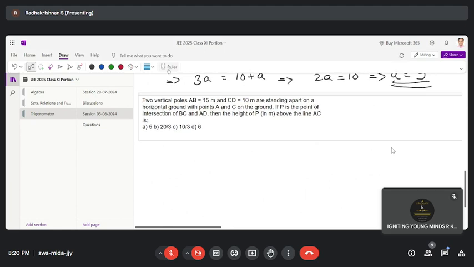Second problem of the day. Two vertical poles AB equal to 15 meters and CD equal to 10 meters are standing apart on a horizontal ground with points A and C on the ground. P is the point of intersection of BC and AD. Then the height of P in meters above the line AC is.